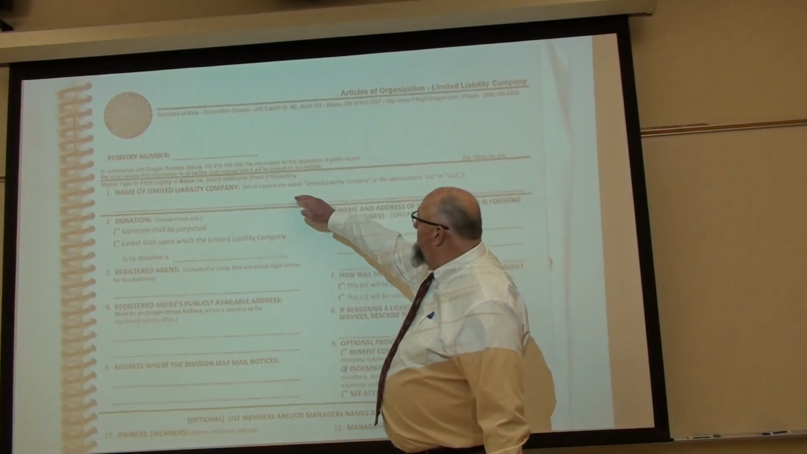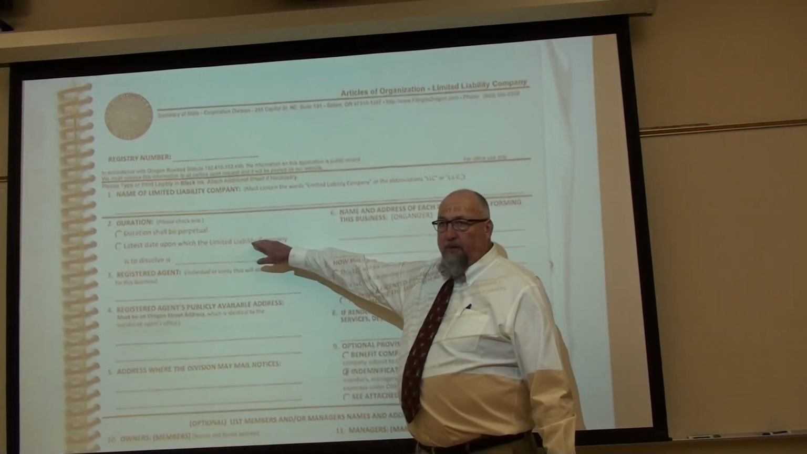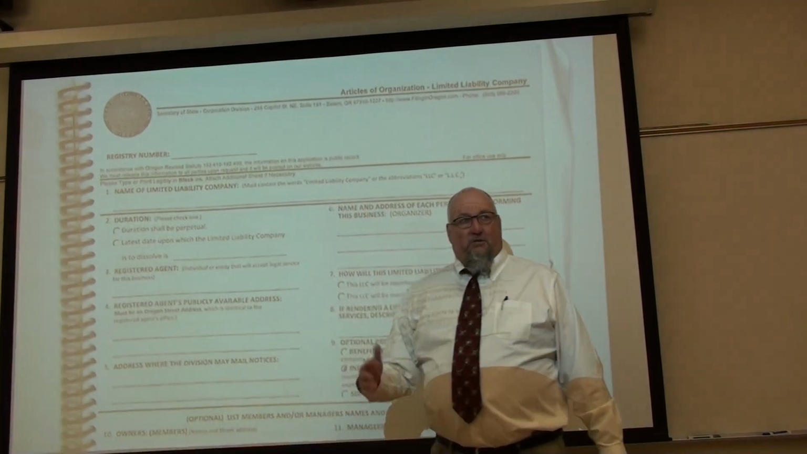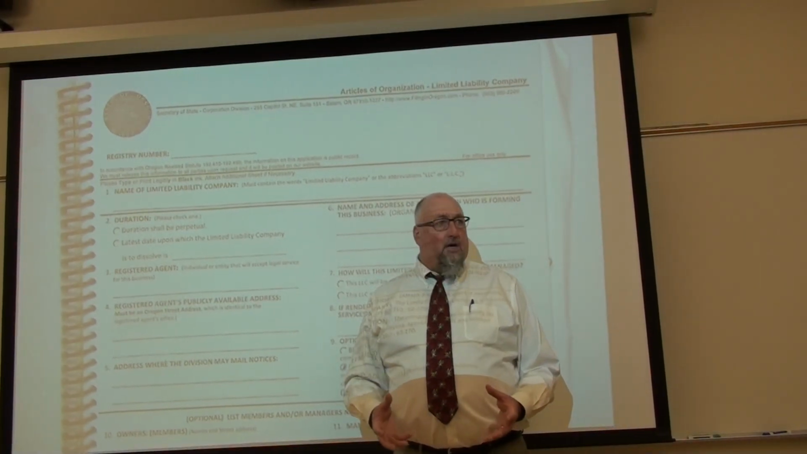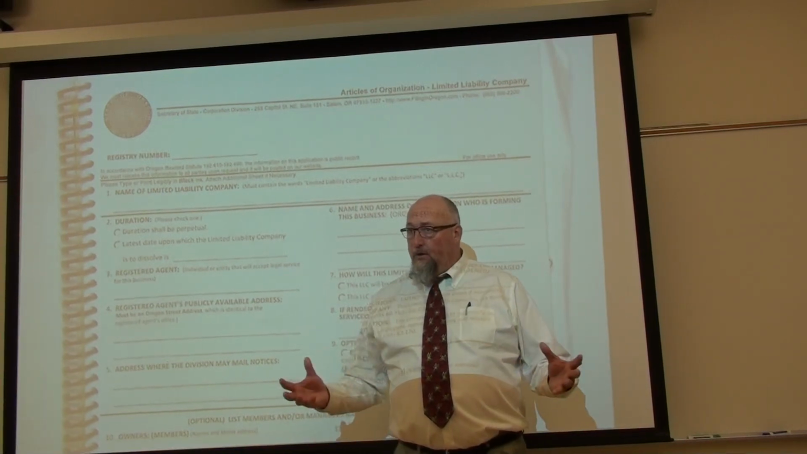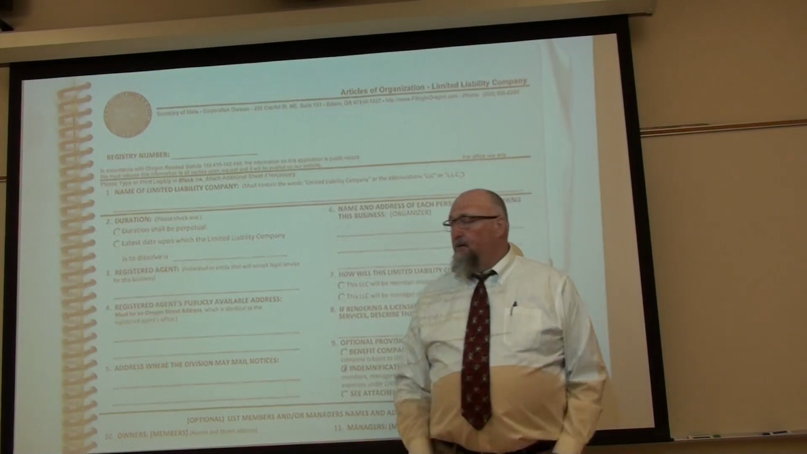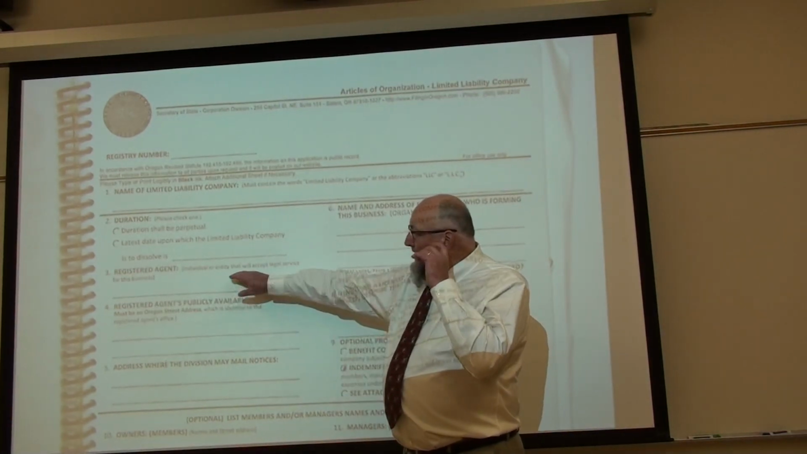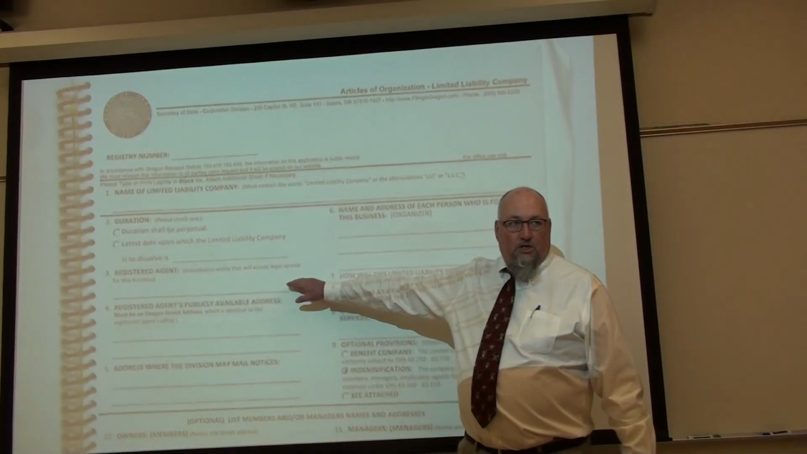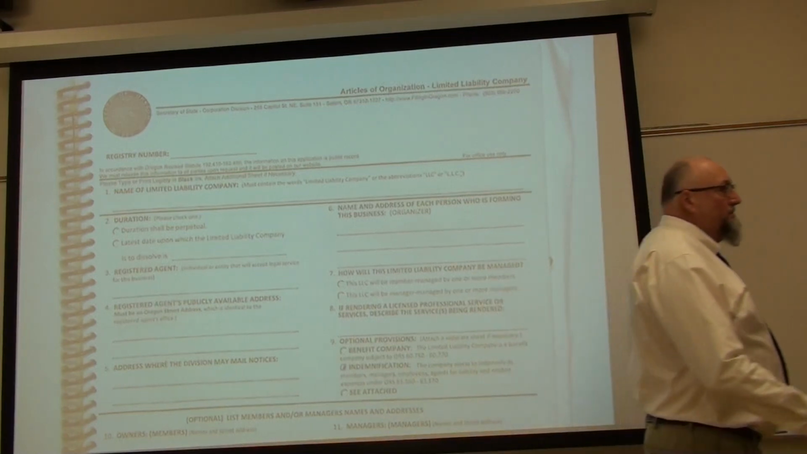So here's your name. How long will it be around? Typically, we're going to put perpetual, so you don't have an expiration date. Sometimes you'll do an LLC, maybe it's for a construction project that you don't want to be perpetual. So maybe it'll be for 2 years or something, so it automatically goes away. But most of the time, it's going to be perpetual. You're going to have to list a registered agent. So let me talk about the term registered agent real quick.